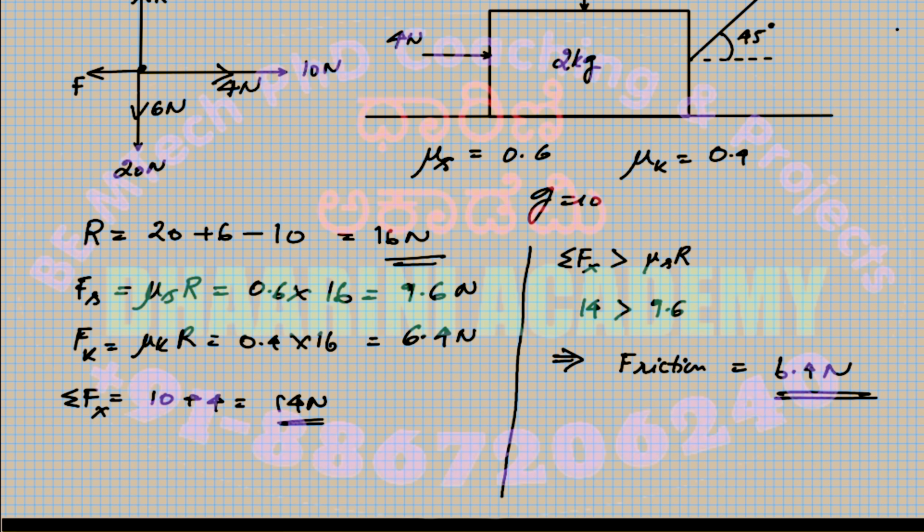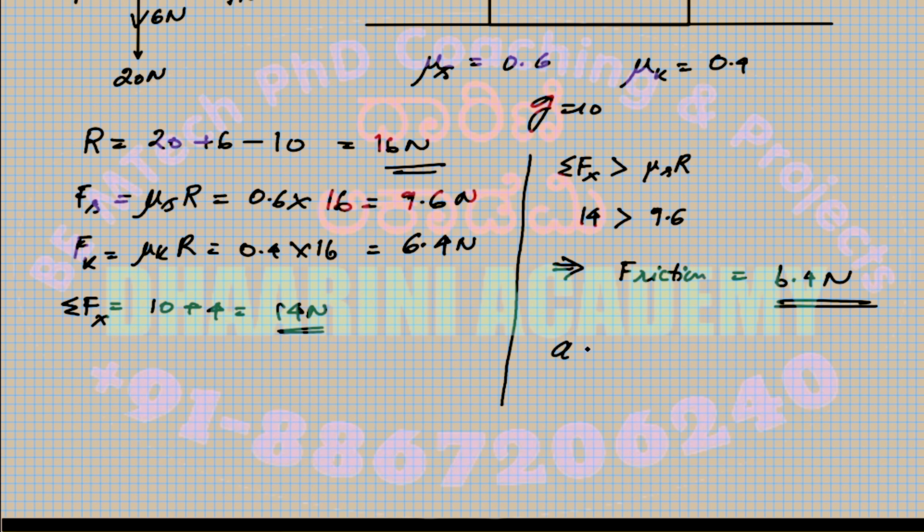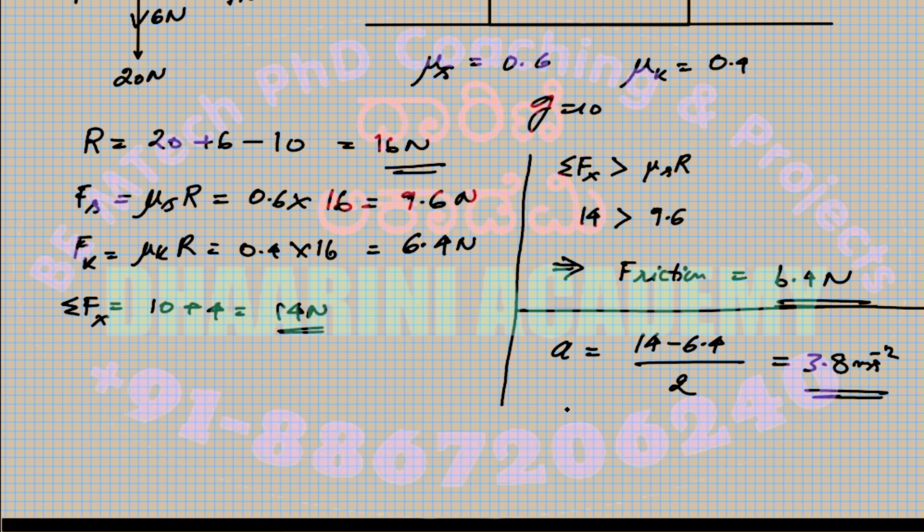Also, there can be another question which I actually have not asked here. Find the acceleration, because since the body is moving, there can be acceleration, right? You can find out the total force 14 minus the frictional force, that is 6.4. They are opposite in direction, divided by the mass. Mass is equal to 2 kg. That's given, right? You can find out this to be 3.8 meter per second square. This is a different question if they ask.